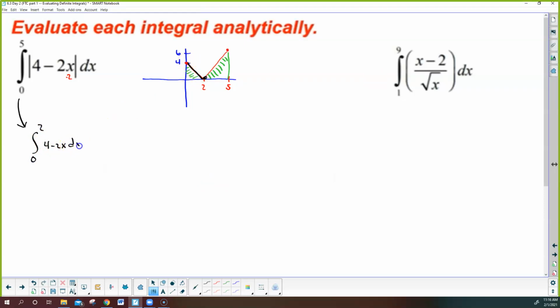Well, that we can find very quickly using the antiderivative. And then the only other piece we have to know is, what about this line? Well, this line is actually another graph. It's the opposite of this. And I would go from 2 to 5 of negative 4 minus 2x dx. And that's one of the properties of an absolute value: this graph actually has a slope of positive 2 and a y-intercept of negative 4. So you could simplify this.